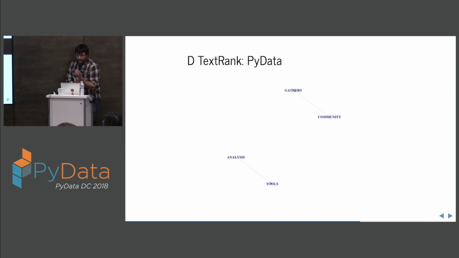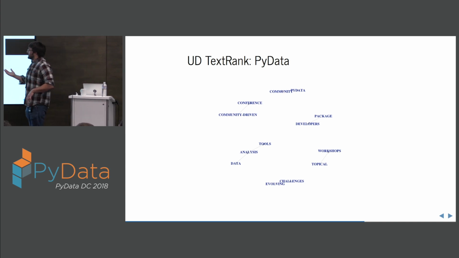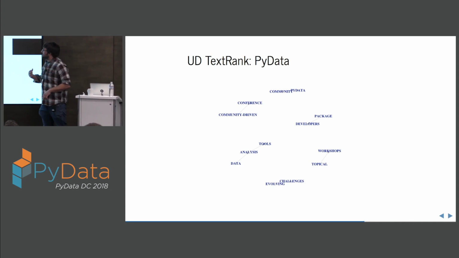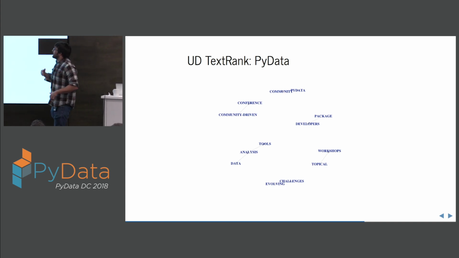If we run that on the PyData page, we get these two key phrases. We get community gathers, which might not necessarily be a good phrase, but we also have analysis tools, which is absolutely a big point of PyData. That's really cool, and this is a directed version of it. TextRank can be either directed or undirected, depending on the algorithm you use. If we pull the undirected algorithm, we get these key phrases from the PyData site: topical workshops, package developers, evolving challenges, PyData community, and community-driven conference.